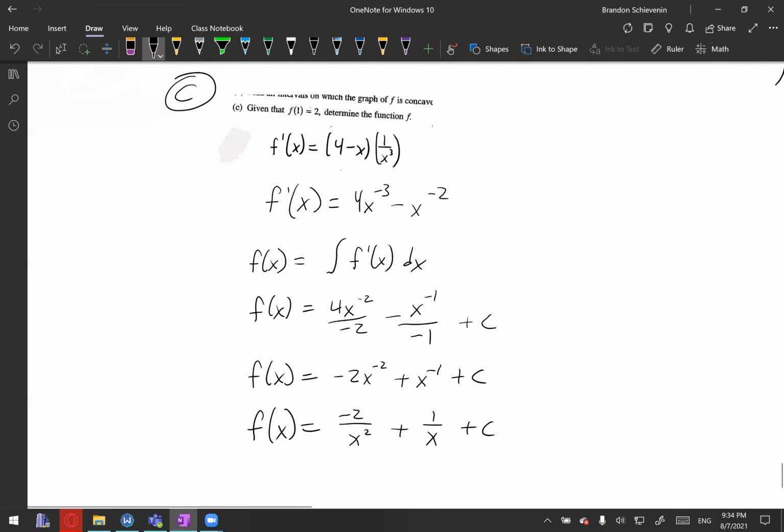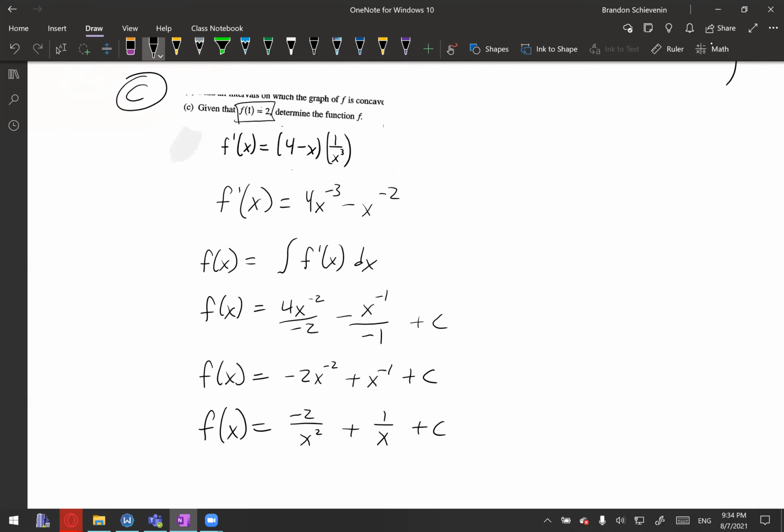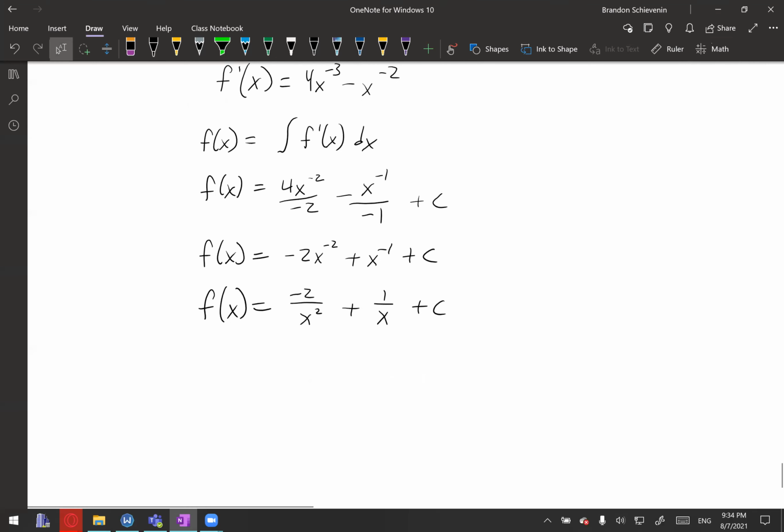Okay, so we were given 1 point. f of 1 is 2. So I can use that to solve for c, and then we'll have an actual function. When x is 1, f of x is 2. I'll write that really quick. f of 1 is 2. So therefore, 2 is equal to negative 2 over 1 squared plus 1 over 1 plus c. Okay, that was all Max's work.